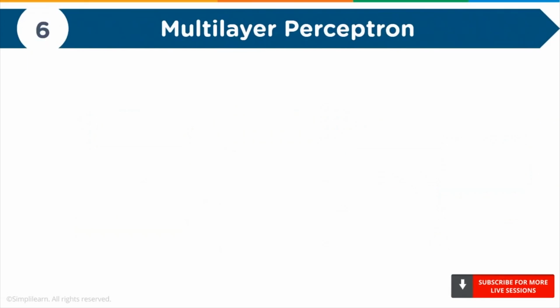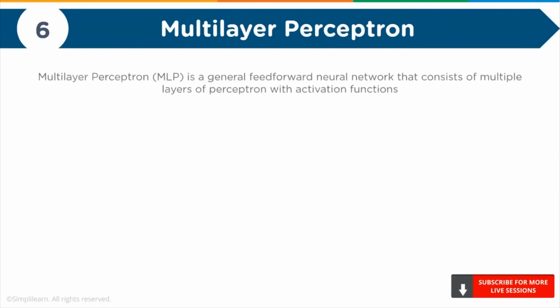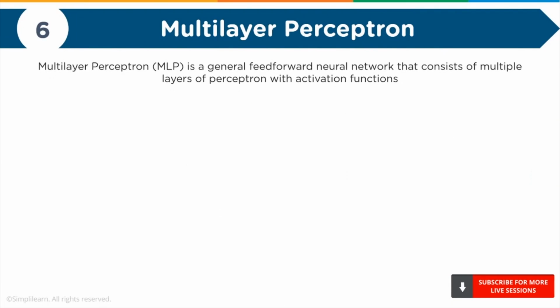Moving ahead, at number 6 we have multi-layer perceptron. The multi-layer perceptron, or MLP, is the hello world of deep learning, a good place to start when you are learning about deep learning. Multi-layer perceptrons belong to the class of feed-forward neural network that consists of multiple layers of perceptron with activation functions. MLPs can classify datasets that are not linearly separable. A multi-layer perceptron consists of an input layer and an output layer which are fully connected. They have the same number of input and output layers but can have multiple hidden layers.